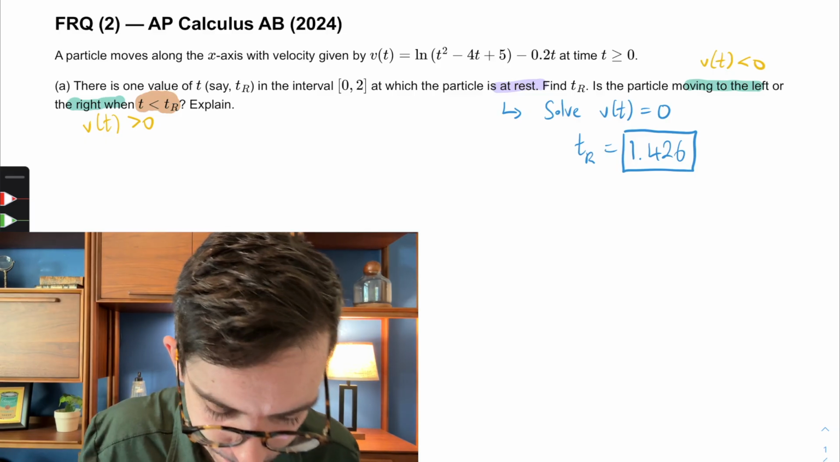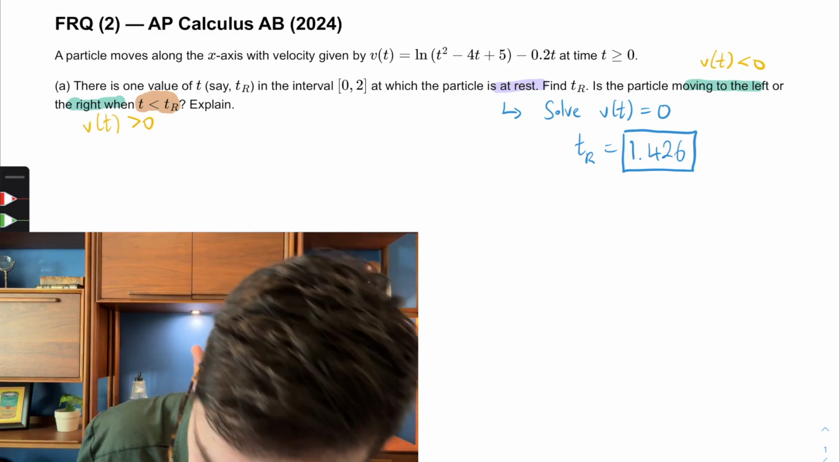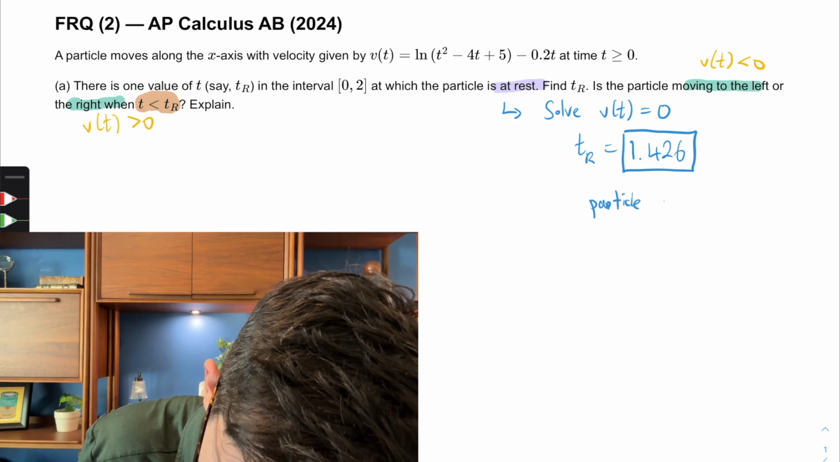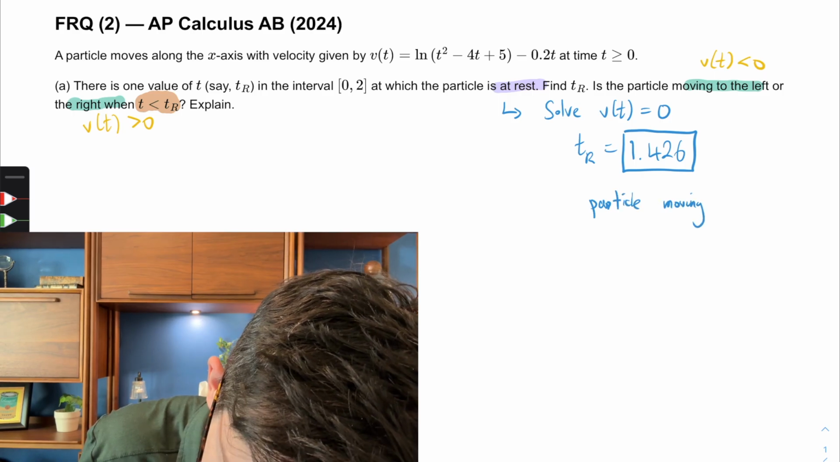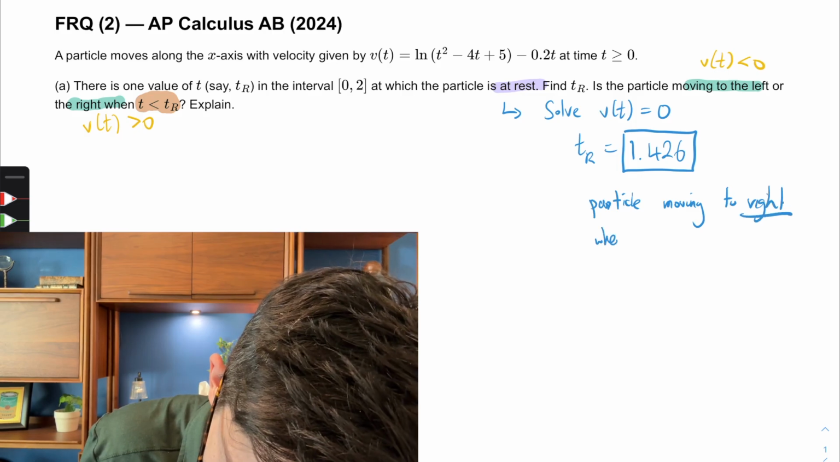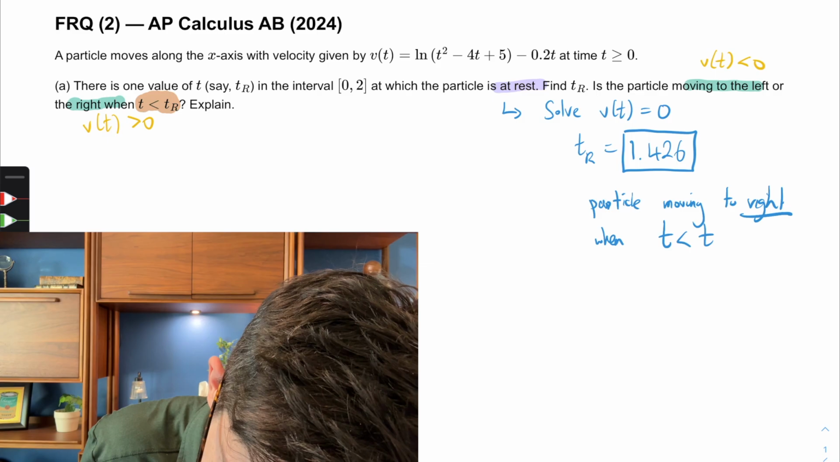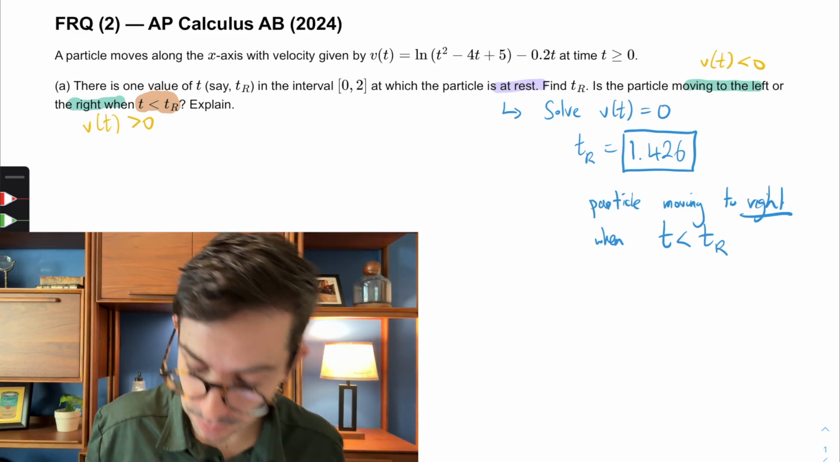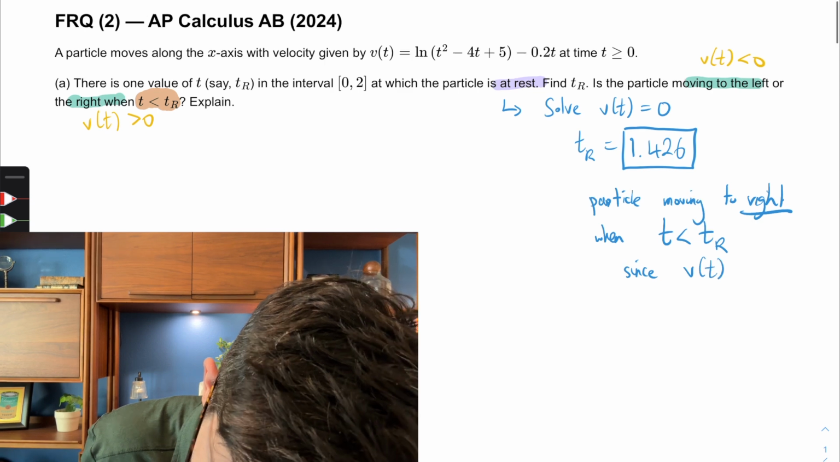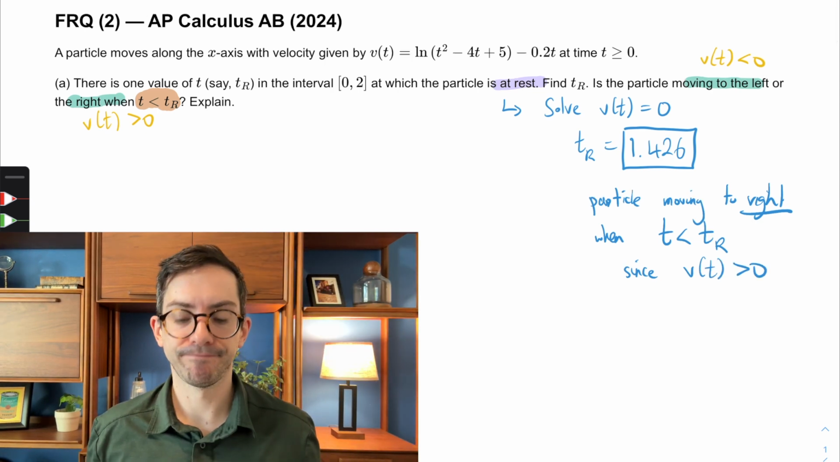Because we were asked to explain, we do need to include that reasoning though. So the particle is moving to the right when t is less than this value that I found, since v of t is positive.